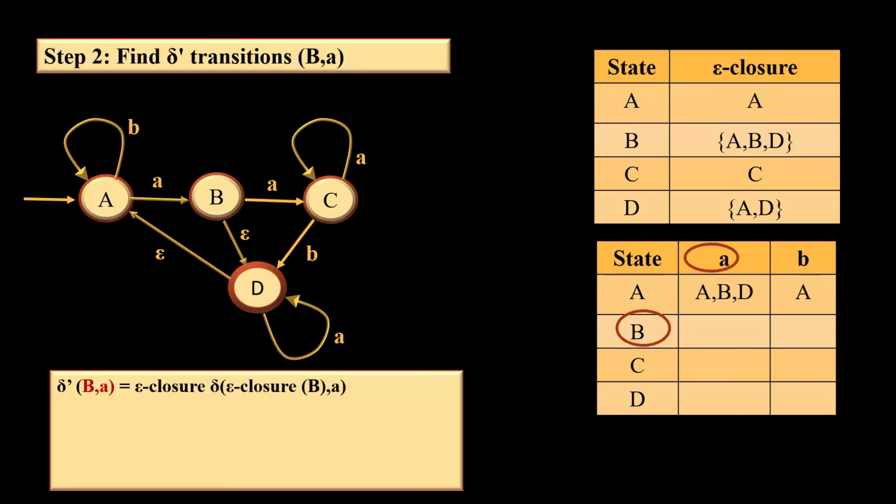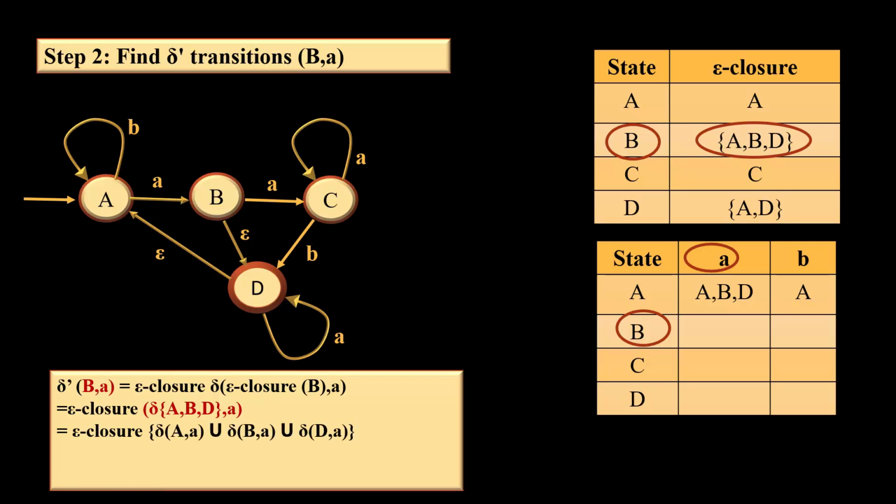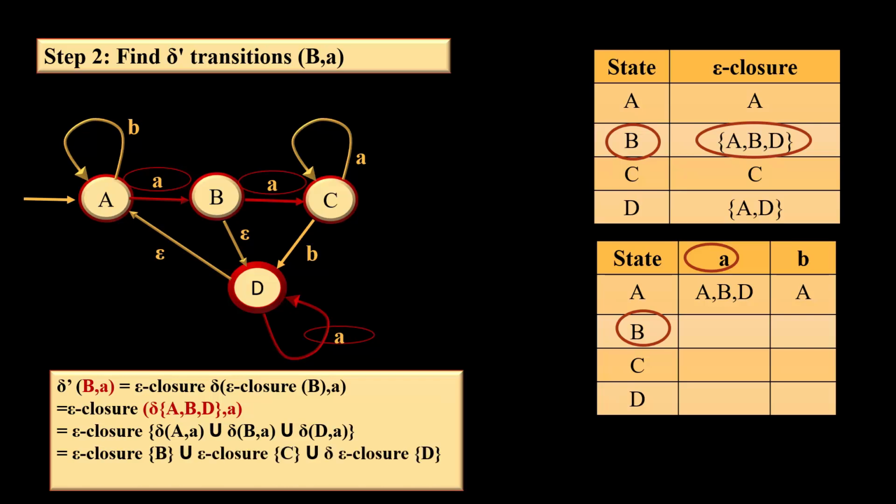Next we move to B, comma A. The epsilon closure of B has 3 states A, B and D. We will consider all the states in the NFA for A move. A, comma A gives us B. B, comma A gives us C. And D, comma A is a self loop of A. So we will take epsilon closure of B as well as C and D. If we take the union on all 3, this gives us A, B, C and D.